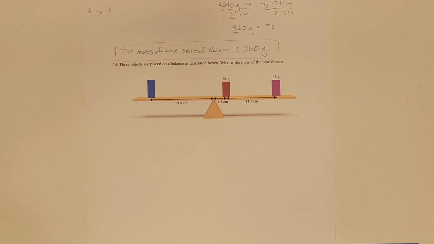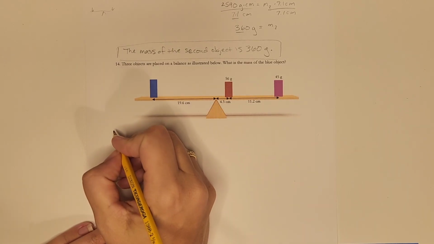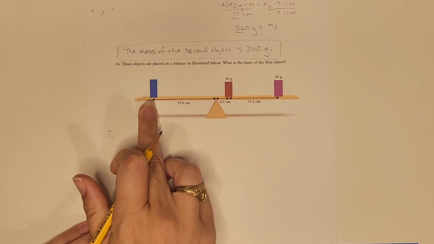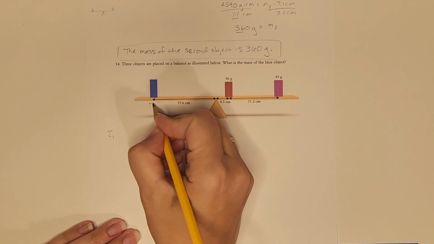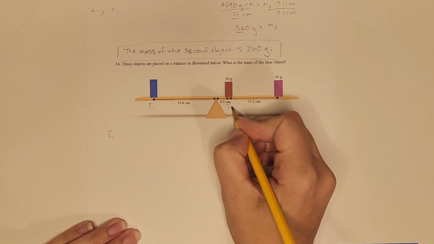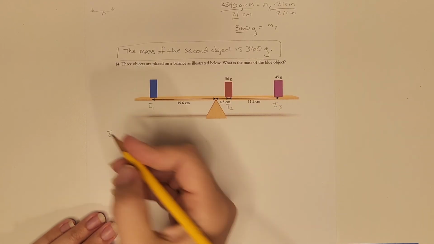Question 14, we have three objects that are placed on this balance as illustrated, and we want to know what the mass of the blue object is. So for our additive torque equation here, we have our T1, which is our blue. I'm calling this T1. We'll call this T2. And then this T3.